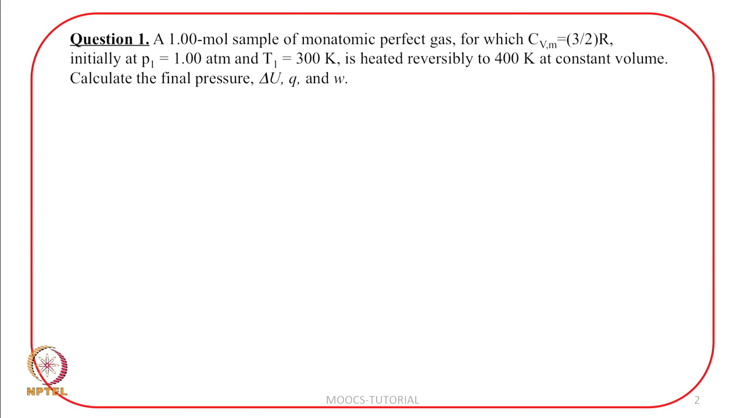A 1 mole sample of monatomic perfect gas for which the constant volume heat capacity is equal to 3/2 R, initially at P1 equal to 1 atmosphere and T1 equal to 300 Kelvin is heated reversibly to 400 Kelvin at constant volume. Calculate the final pressure, change in internal energy, Q and work.